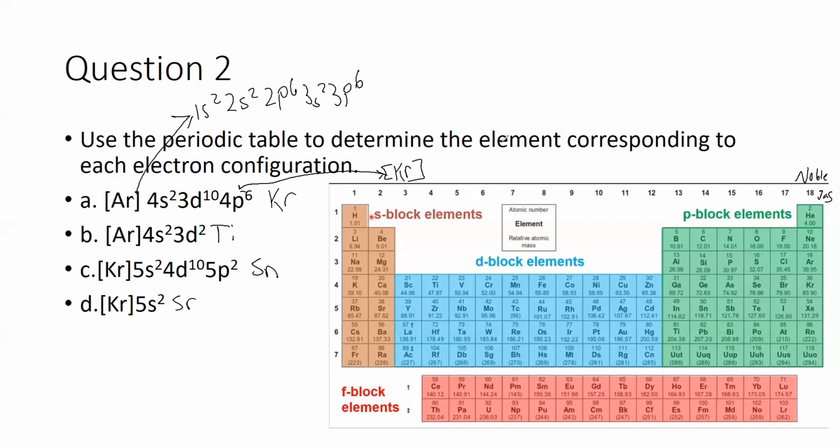How do we determine what noble gas to put in brackets? It's whatever noble gas comes before your element. So if I was doing calcium, you just work your way backwards, and the first noble gas I hit is argon. So for calcium, the electron configuration is argon 4s2. So it's whatever noble gas immediately precedes it.